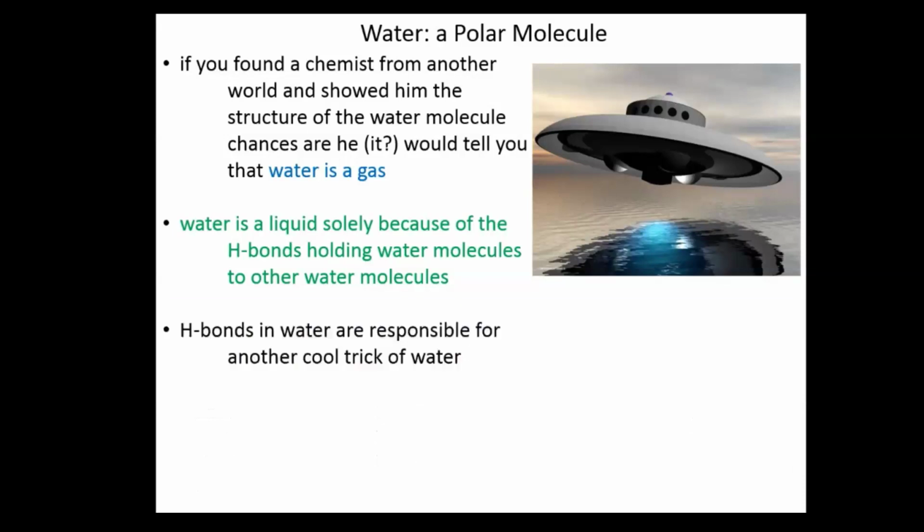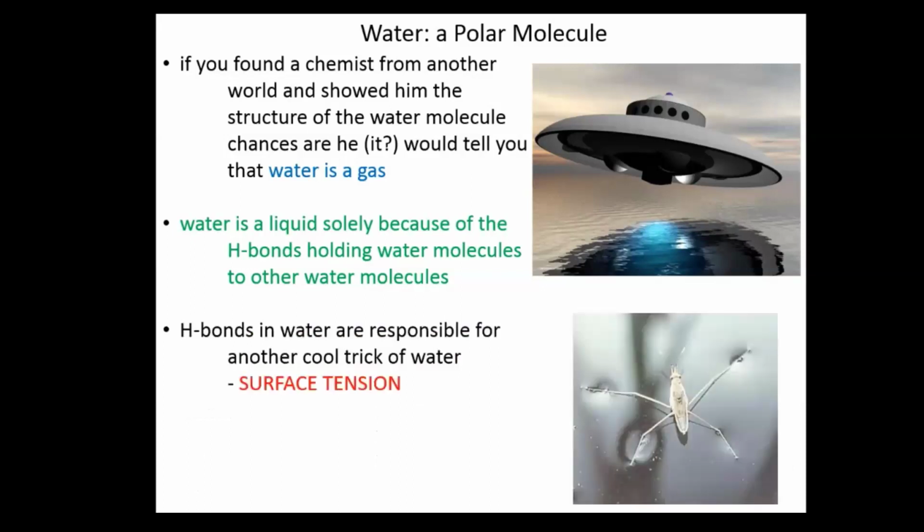Hydrogen bonds are also responsible for another cool trick of water: surface tension. The reason why this water skittering bug is not sinking into that pond is because the water holding on to the other water molecules at the surface of that pond don't want to let go of one another. And in order to let this bug sink, those water molecules would have to let go of one another.